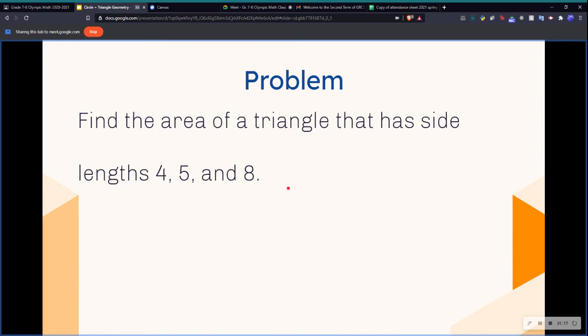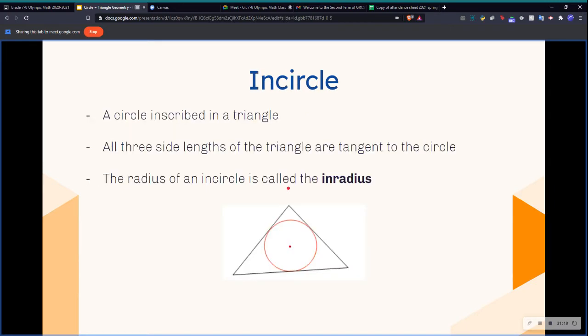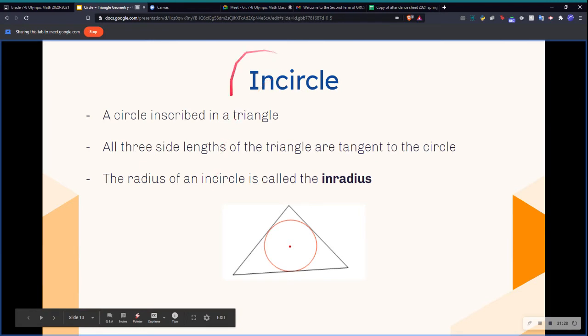Okay, let's move on to another concept. So let's look at something called the incircle. So now we're back to circles, but we also have to combine it with triangles as well. So what's an incircle though?